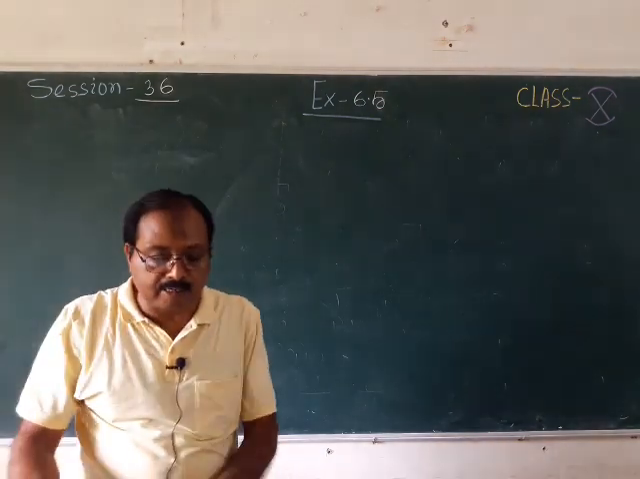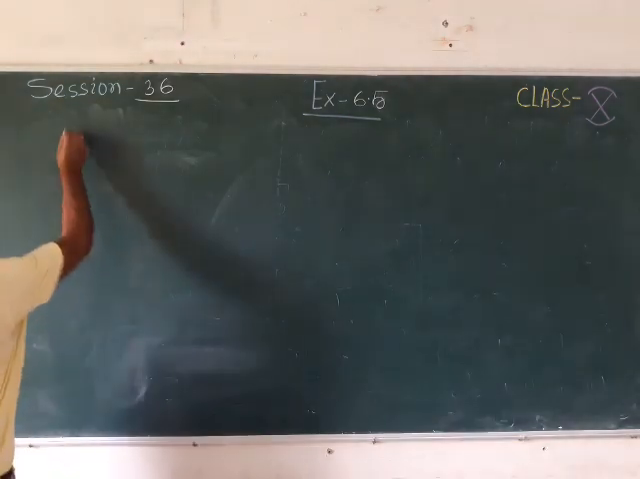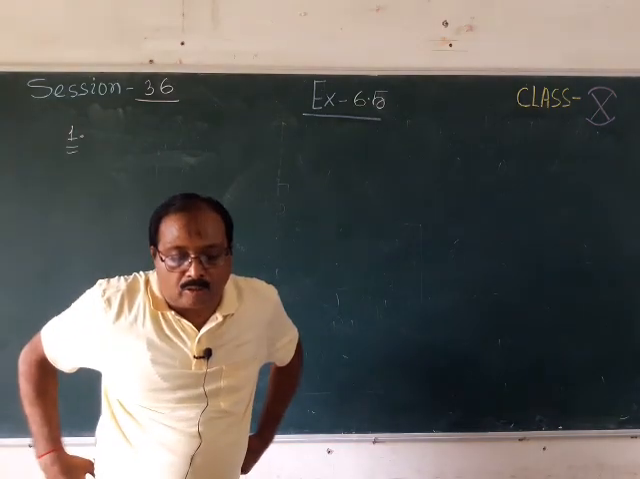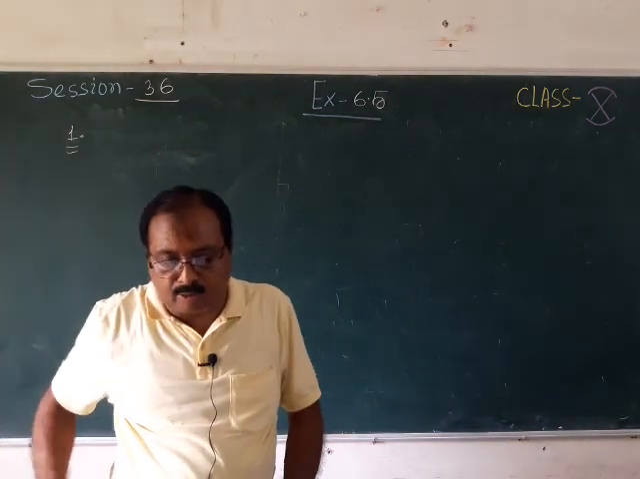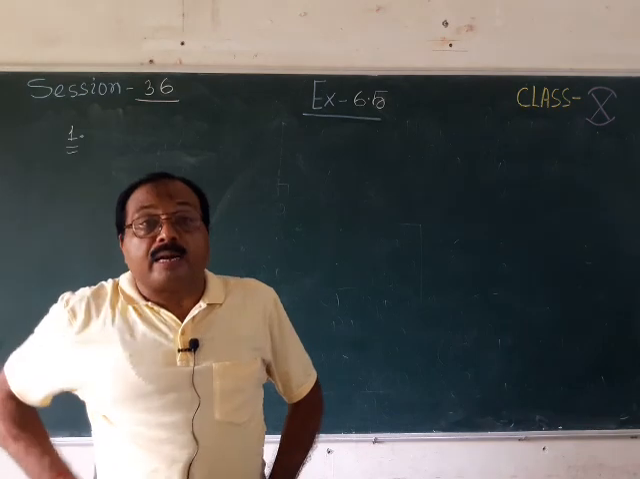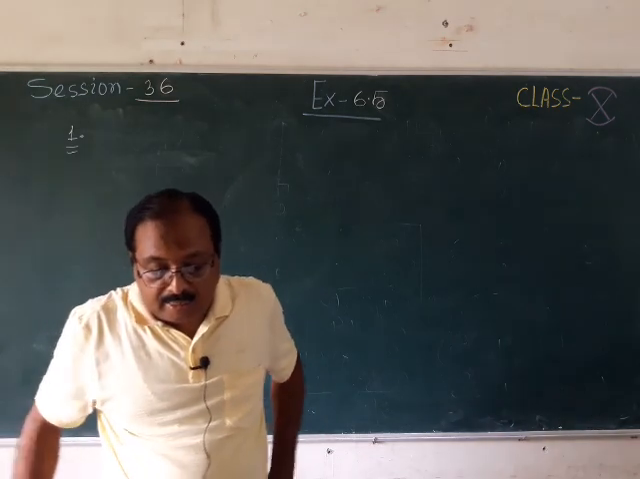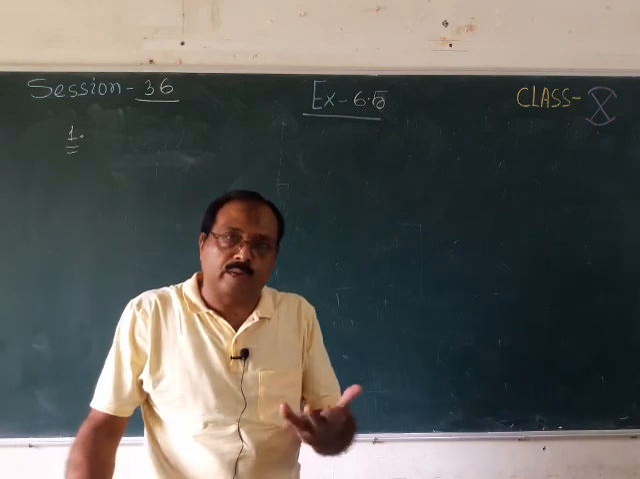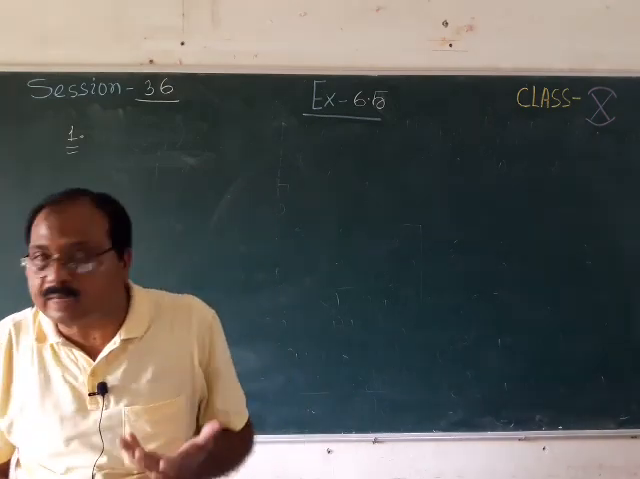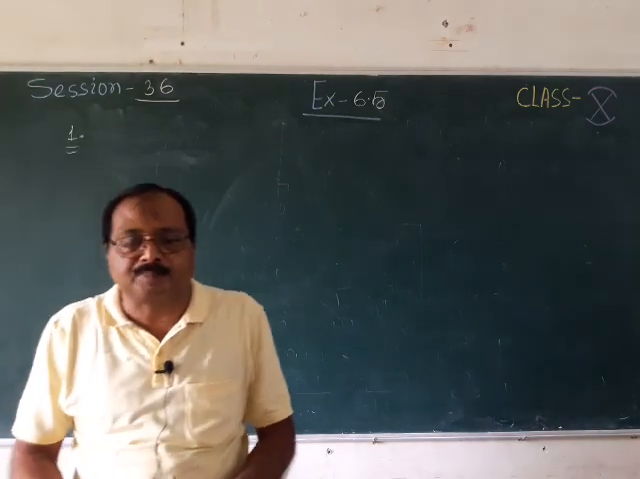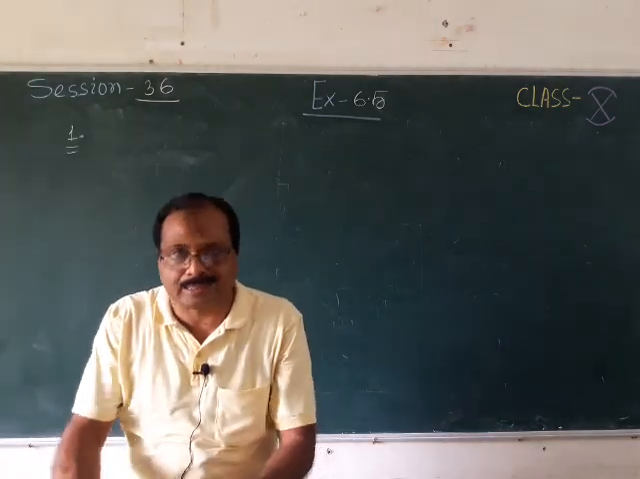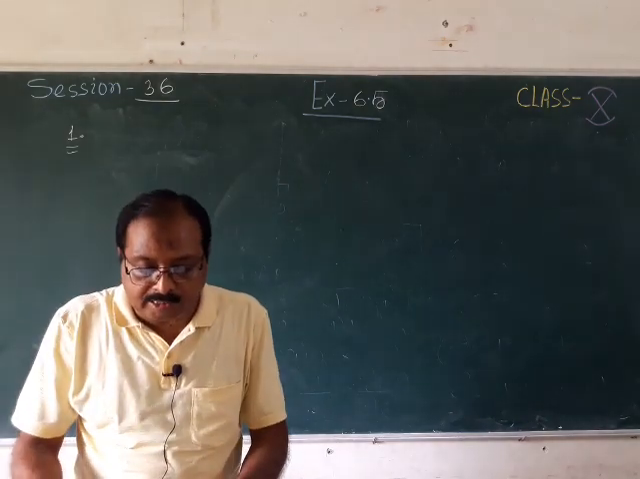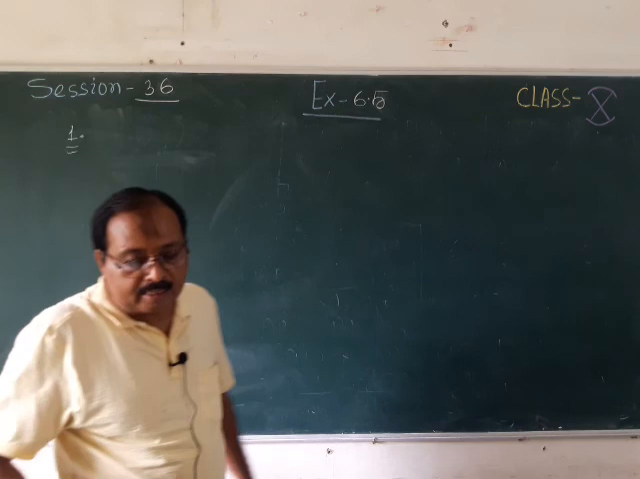So here I am taking question number 1. You can see exercise 6.5 question number 1: sides of triangles are given below. Determine which of them are right triangles, and in case of a right triangle, write the length of the hypotenuse. You are already aware that in a right angle triangle, hypotenuse is the longest side. So you need to check whether it is a right angle triangle or not.